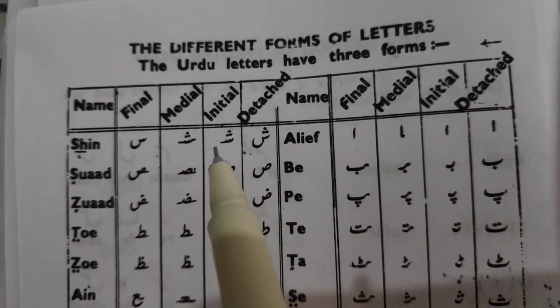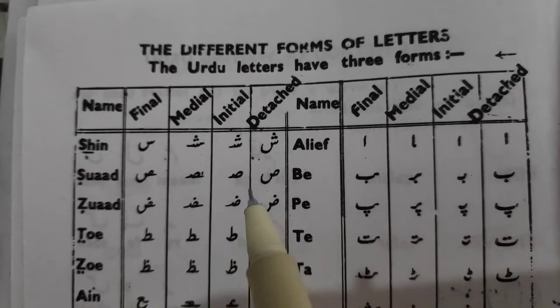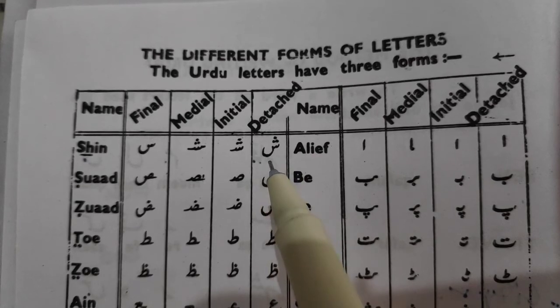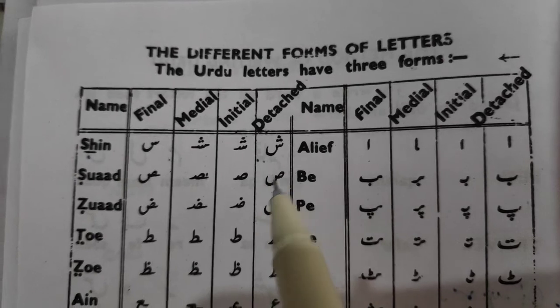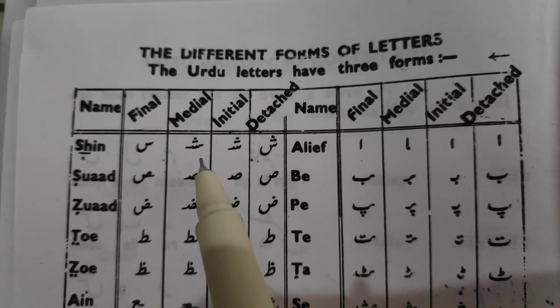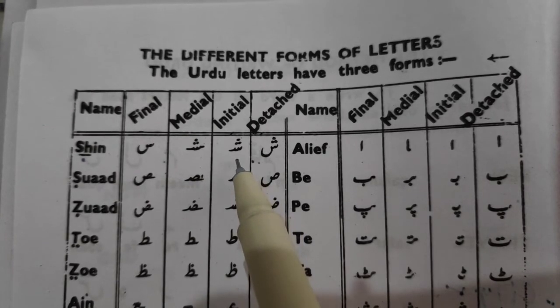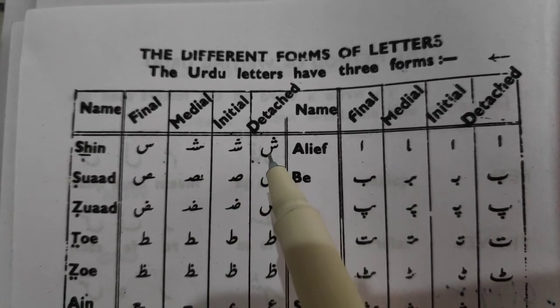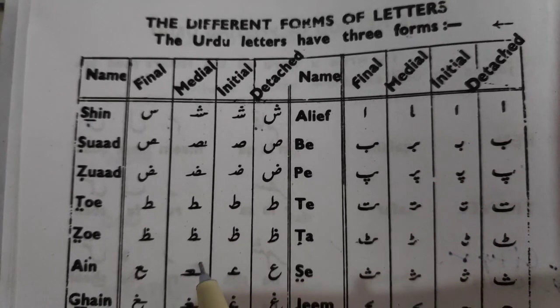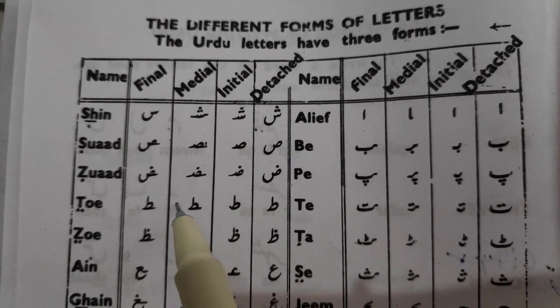So today I'll tell you about whenever you write any letter of Urdu, while mixing and making any words in Urdu, how it looks in final position, how it looks in medial position, how it looks in initial, and how it looks detachable, or you can say full form. You already know the full form because I have told you many times. So please have a look and be careful about what I'm going to tell you today.